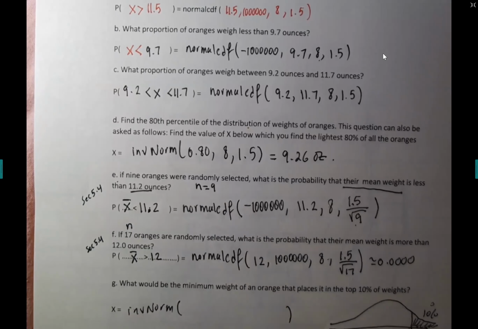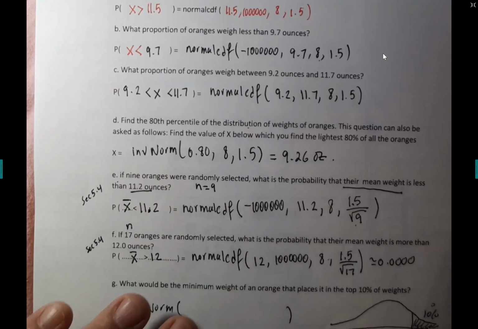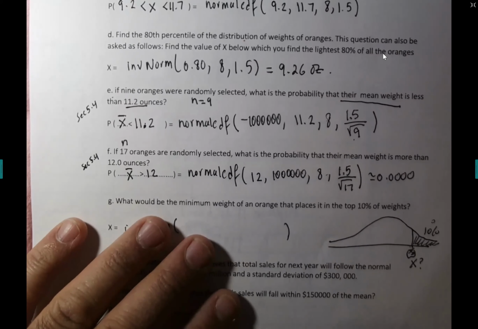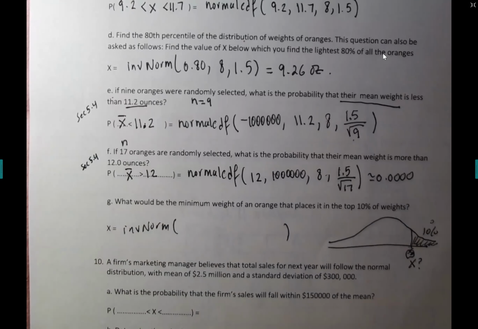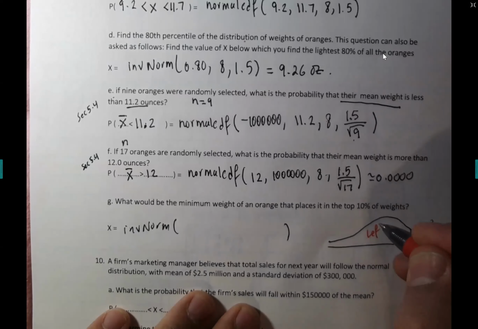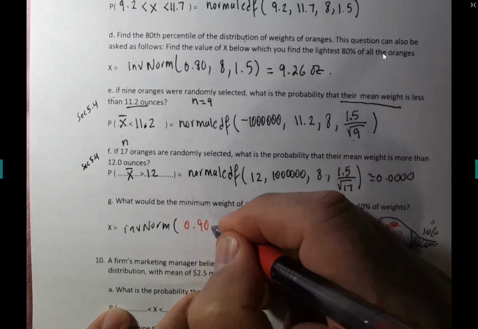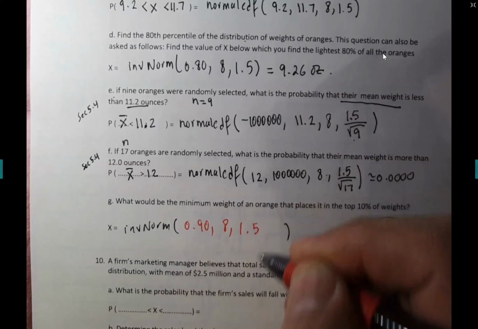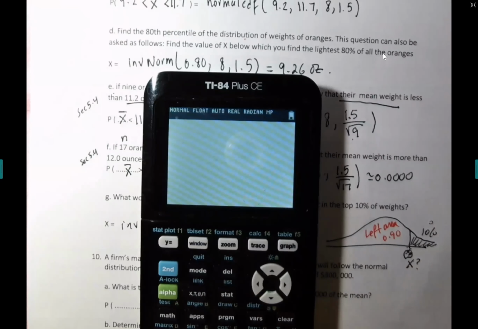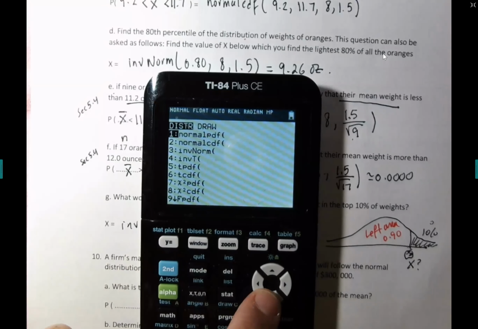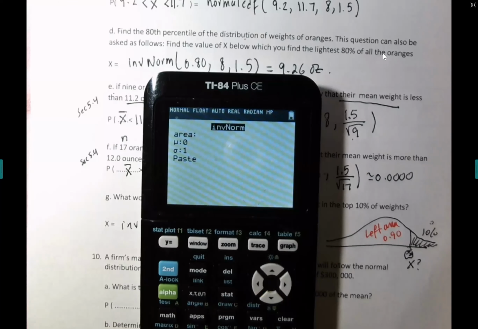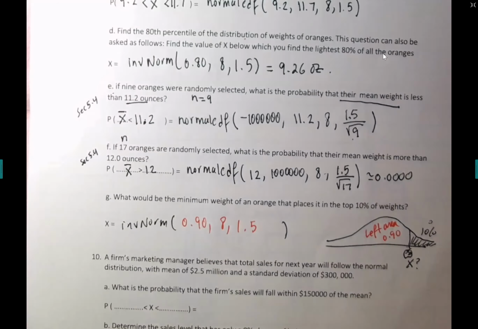Okay, on my calculator, I have to enter the area to the left of the target. So what would be the area to the left of my target, guys? 0.90. Yeah. And then 8 and then 1.5. We're done with the samples here, so just use 1.5 again. Inverse norm, we just use 1.5. Okay, so 0.90, 8, 1.5. You get 9.92 ounces.